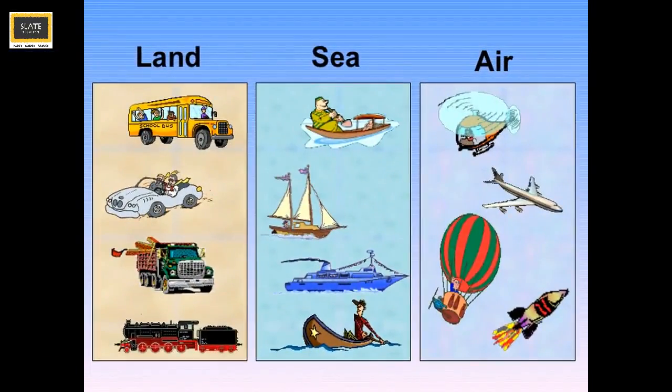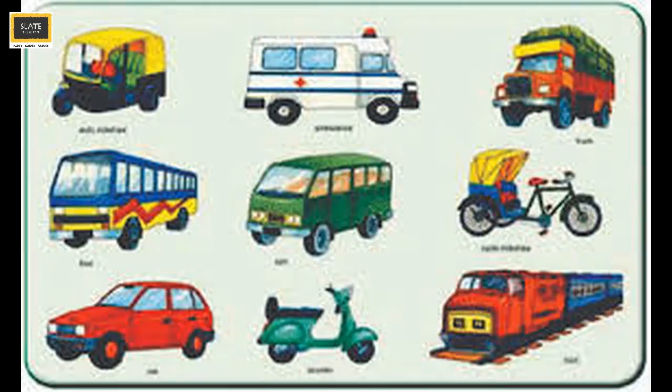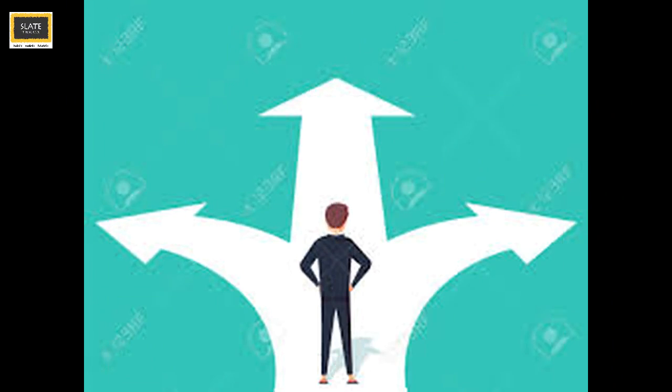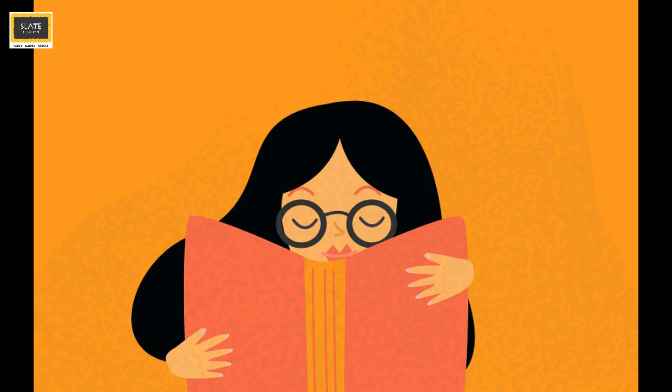Slaters, you all know that we use three ways of traveling: land, water and air. Land transport is the most important mode of transport for people living in cities and villages. They use it for reaching to their workplace and to meet their relatives. Let's read more about land transport from the textbook.